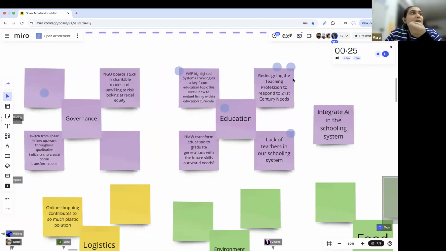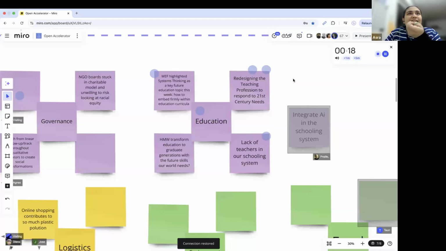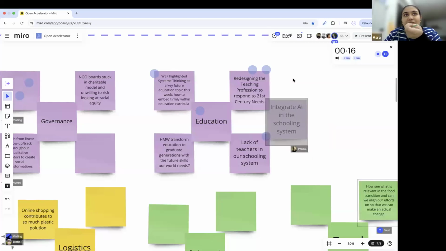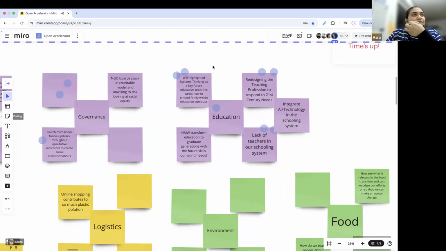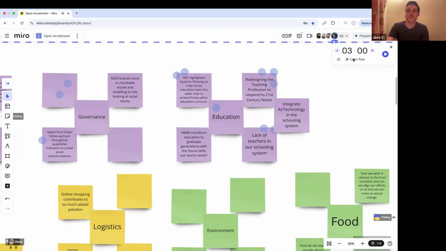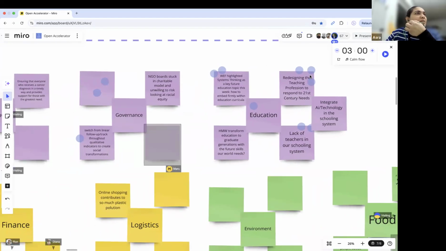I see that there are a lot of people interested in education, and we have a high number of votes for redesigning the teaching profession to respond to 21st century needs. And we also have one more: World Economic Forum highlighted systems thinking as a key future education topic this week, how to embed it firmly within education curricula. I also see some more interest in education around lack of teachers in our schooling system.